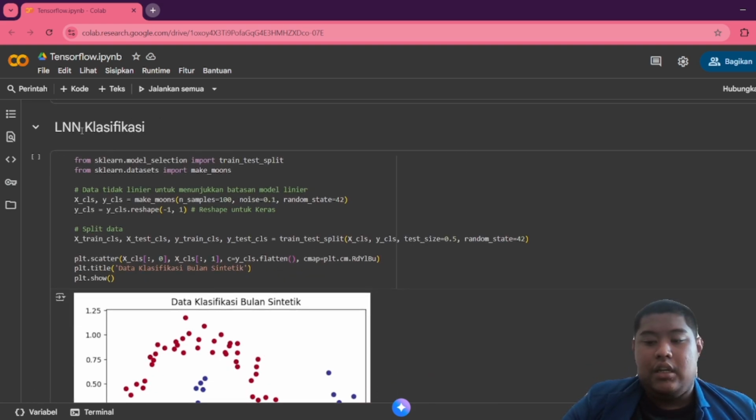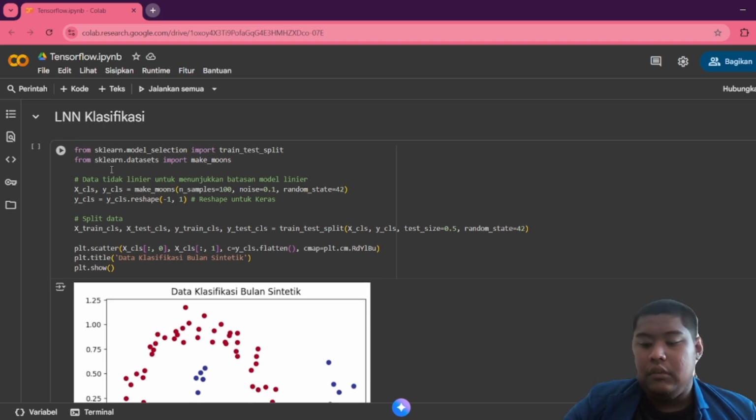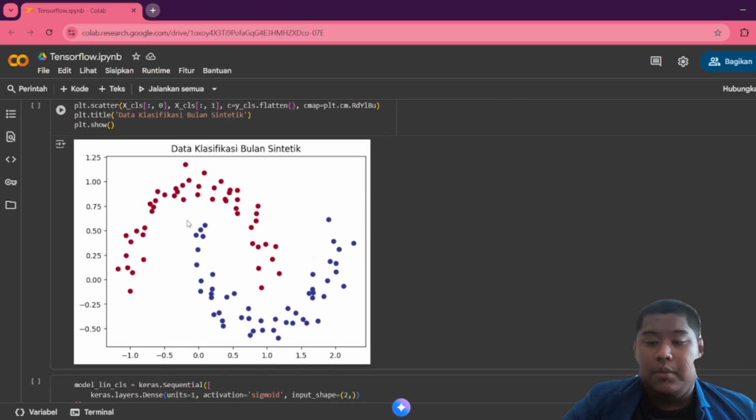In linear neural network classification, we now generate a nonlinear moons dataset and split it, then visualize it to show two intertwined classes. And the output, the plot displays two half-moon shaped clusters of data which cannot be separated by a single straight line.